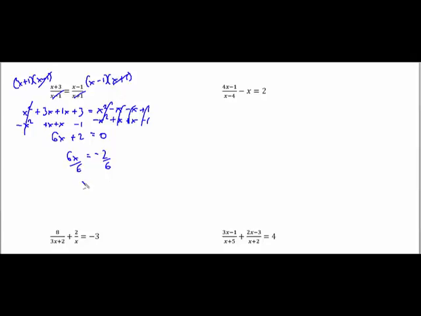And this is going to give me an answer of x is equal to negative 2/6 or negative 1/3. Here's my final answer there. And you can go and check your work there and see what you have in the problem. There is the one solution for that.